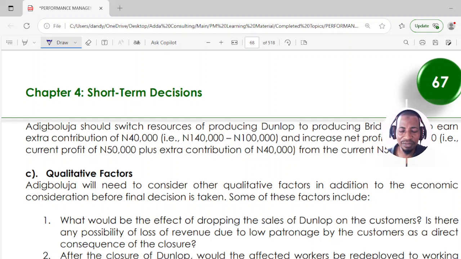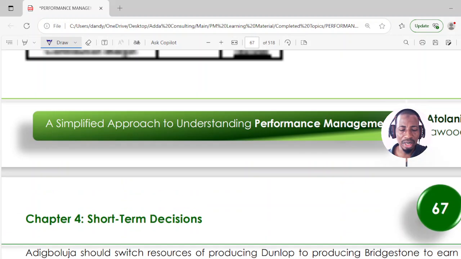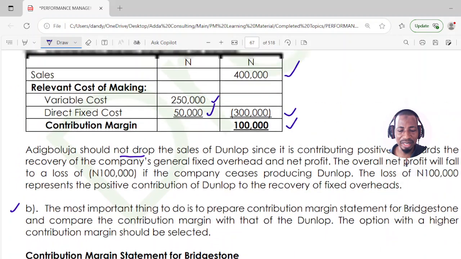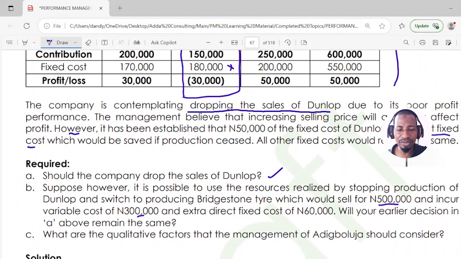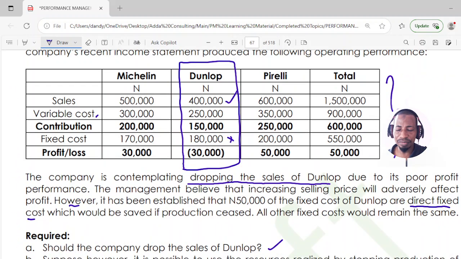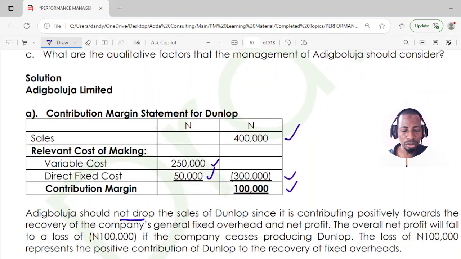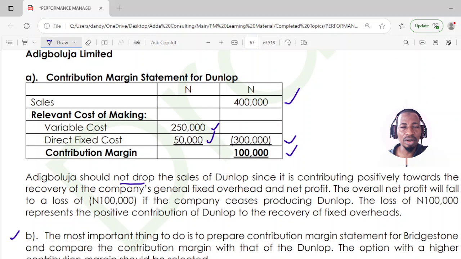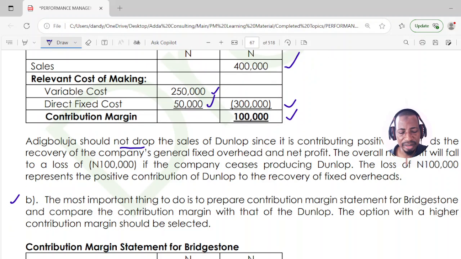So this additional 40,000 naira profit, you add it to the existing profit of the organization. The existing profit of the organization is 50,000. This is the 50,000 that you have here. So that will be a total profit of 90,000. So if the company stops the sale of Dunlop tire and switches resources to producing Bridgestone tire, the total overall profit will then increase to 90,000.